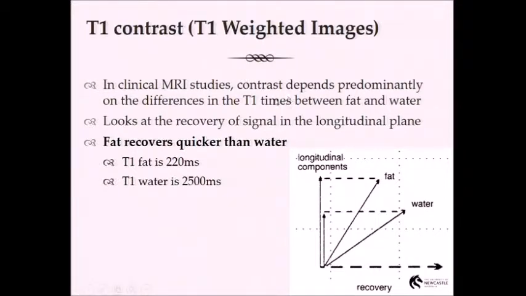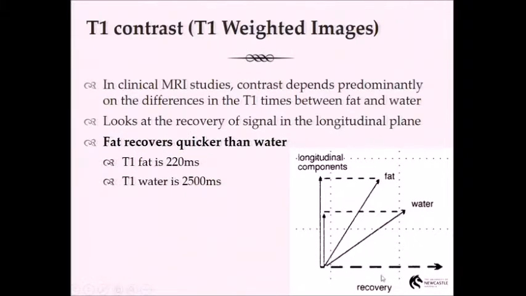So in clinical studies, our T1 weighted, we're really looking at the differences in T1 times between fat and water. We're looking at the recovery of the signal in the longitudinal plane, the amount of time it takes for that vector to realign with the main magnetic field. I mentioned before when I showed you that table that I didn't expect you to remember exact numbers, but what I do want you to take note of is that fat recovers faster than water, and there's some rough numbers.